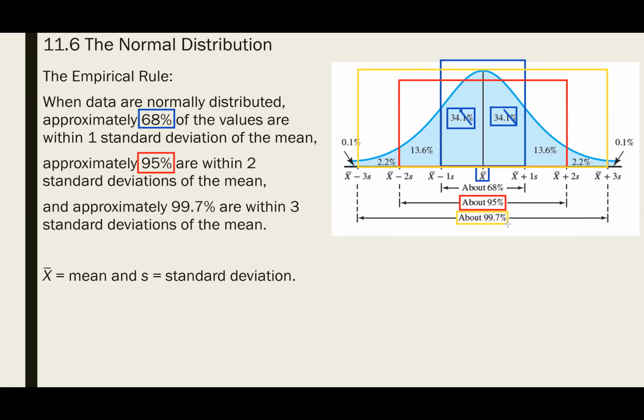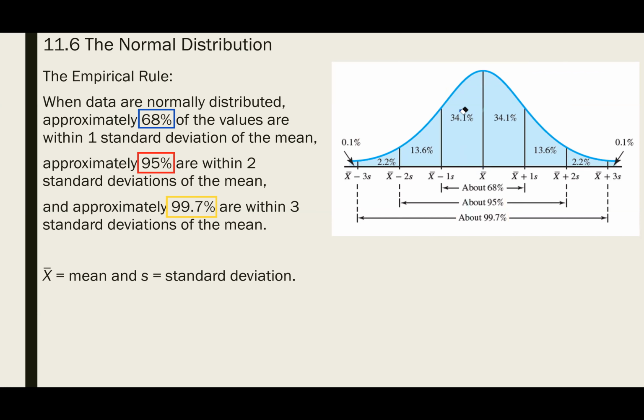Again, up one, down one, 68%. Up two, down two, 95%. Up three, down three, it will include 99.7% of your data. Meaning the area underneath the curve will be that. That's what the empirical rule tells you for any bell-shaped curve: 68% of the data within one standard deviation, 95% within two standard deviations, and 99.7% within three standard deviations.